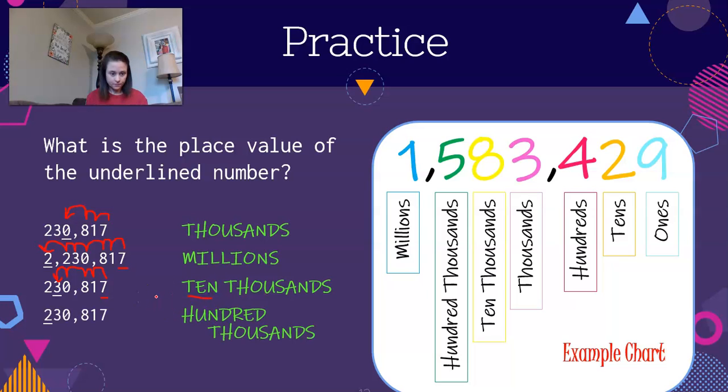And then lastly, my 2 is the underlined number, which was also the underlined number up here, but see how they're different. This is not the same number as this. So I'm going to start with my right number again, count over: ones, tens, hundreds, thousands, 10,000s, 100,000s. So this 2 is in the 100,000s place value, whereas this 2 was in the millions place value. Do you see the difference? I had an extra comma and a number. See the difference? This one has 7 numbers. This one only has 6 numbers.